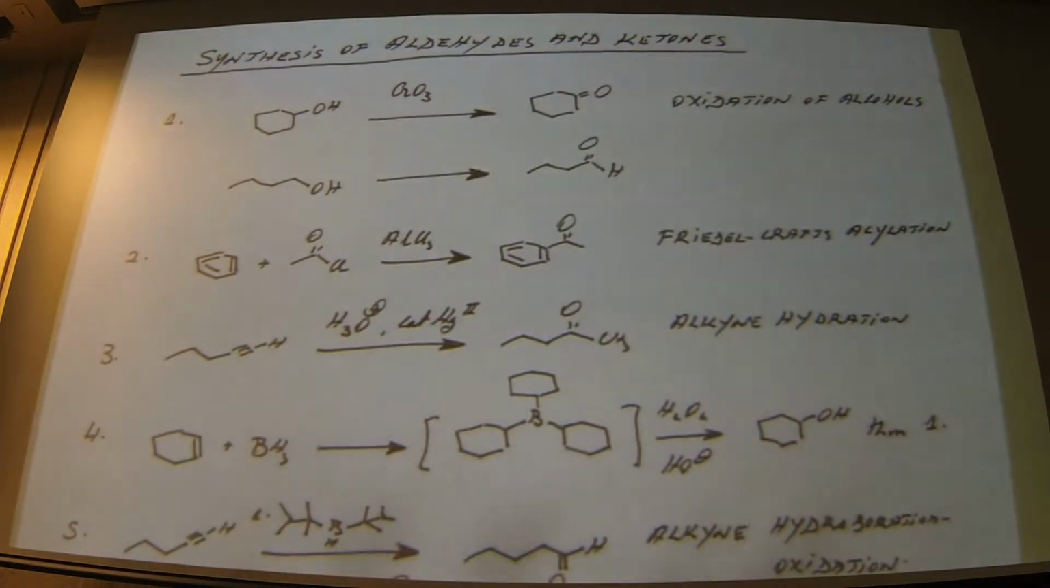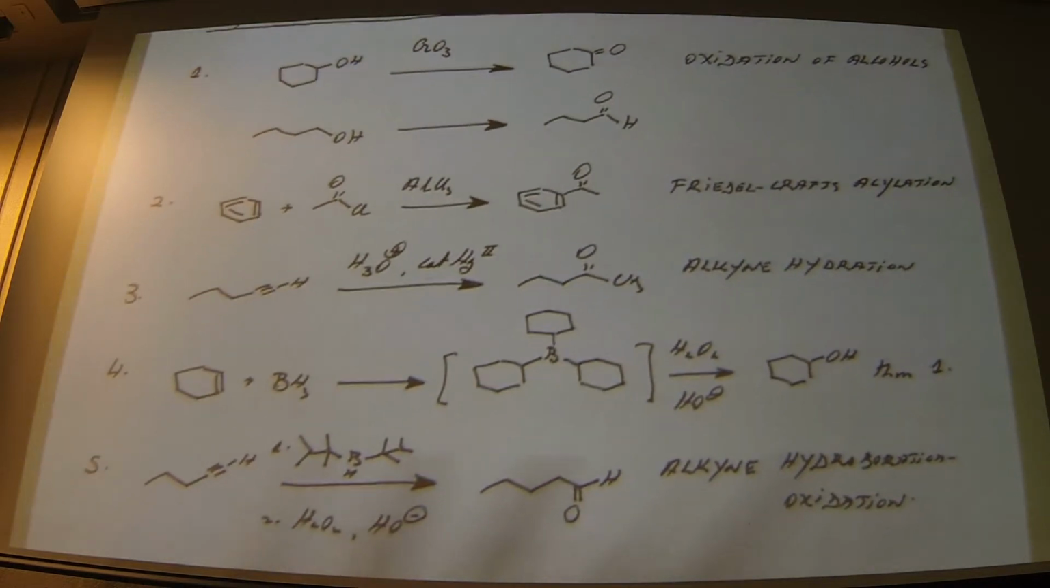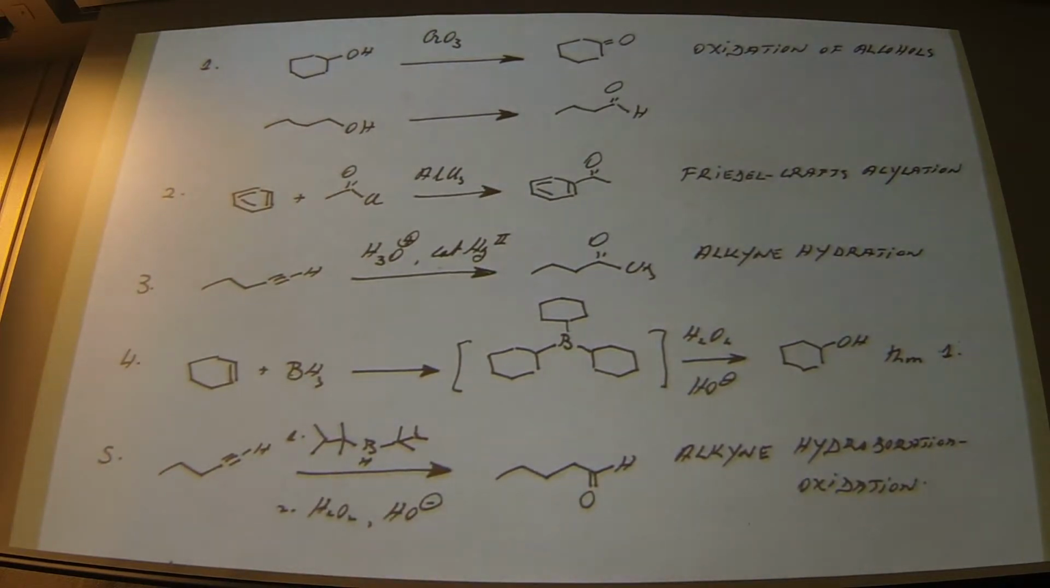Now, to segue to synthesis of aldehydes and ketones, we've seen a bunch of ways to make these, right? And so it always helps to review the methods that you know for synthesis of a particular functional group, in this case ketones and aldehydes. So one of the ways that we know to make these is from alcohols by oxidation. So I can take a secondary alcohol and oxidize it to a ketone. I can have a primary alcohol and I can oxidize it to an aldehyde.